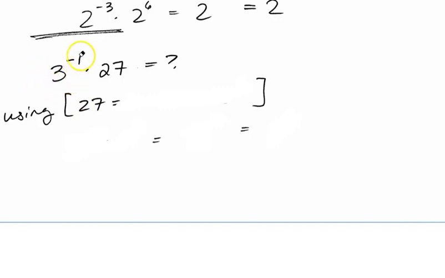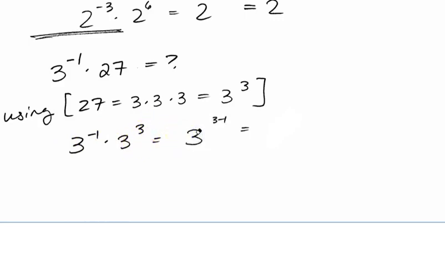Try another one here. Here's 3 to the negative 1 times 27. Can we simplify that? That's the question here. Well, 27, it actually came up earlier, is equal to 3 times 3 times 3. So that's 3 to the third. And now we have a common base. So we can rewrite that above as 3 to the negative 1 times 3 to the third. And now we can just use the product rule and add the exponents, giving us 3 squared.